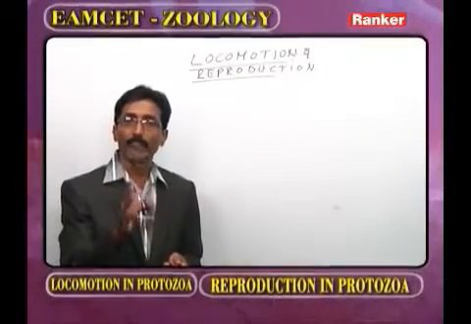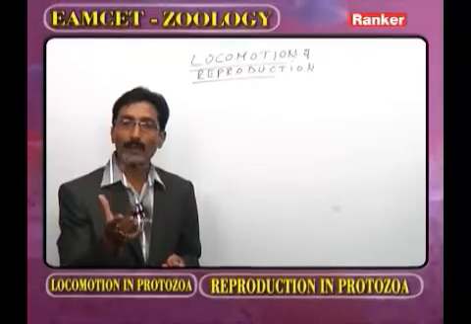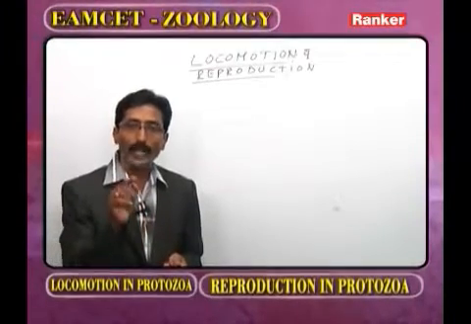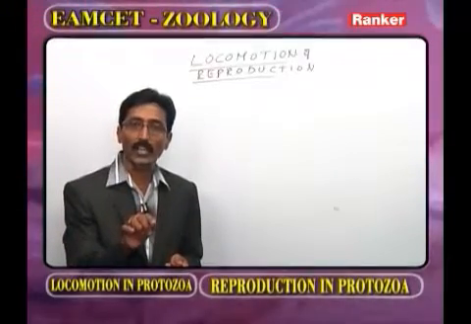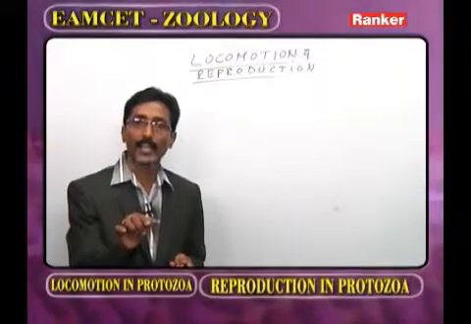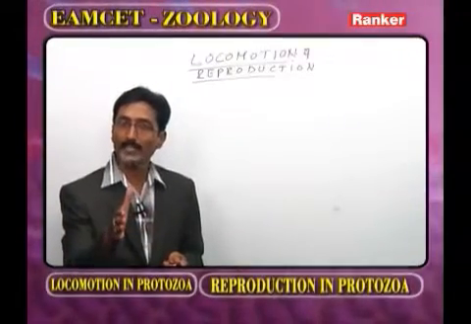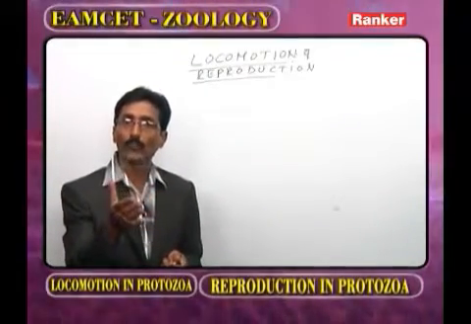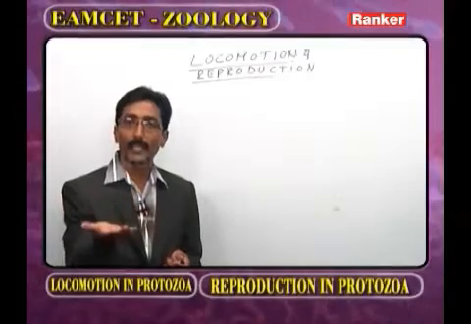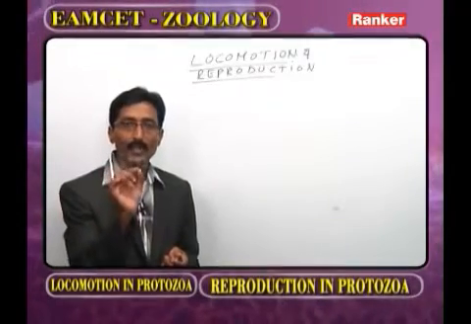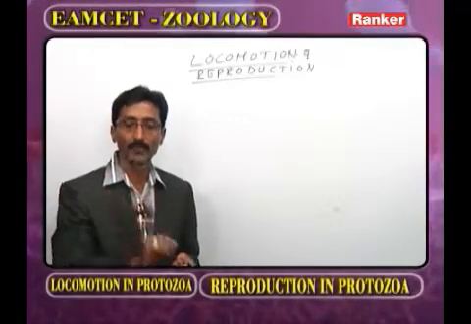In the same way, phagocytes perform the amoeboid movement. Metazoans are also called multicellular animals. In the multicellular animals, some WBC and macrophages are amoeboid cells. They perform the amoeboid movement. So based on this information, the second statement is correct.